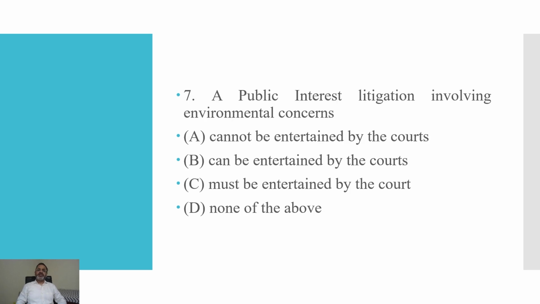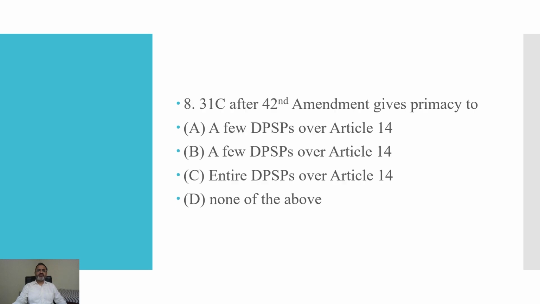A public interest litigation involving environmental concerns cannot be entertained, can be entertained, must be entertained. It's can be entertained, not must, because must takes away the discretion. So option C cannot be the right answer. Option B, can be entertained by the courts. Again, it tells you the impact of some of these DPSPs and also the conflict that it gives rise to on the arguments of judicial overreach. But public interest litigation involving environmental concerns can be entertained, and the courts on many occasions in India have done that.